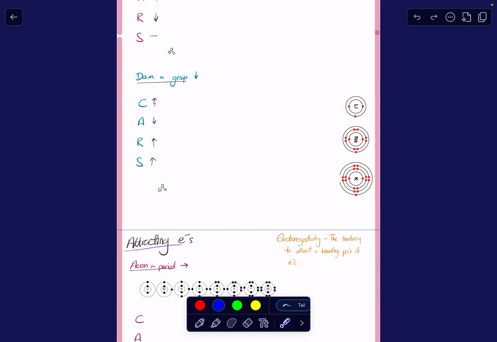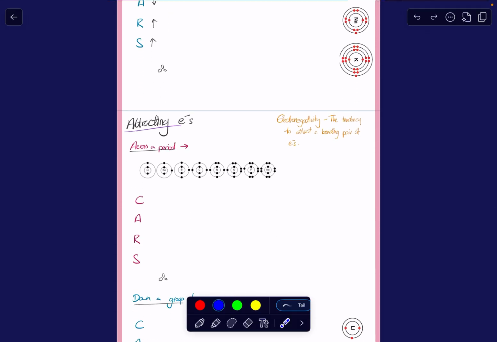I've got one last example. This time we're going to look at attracting electrons. This is also known to you guys as electronegativity, the tendency to attract a bonding pair of electrons. So this time we've got 2 imaginary electrons. Imagine this one here and this one right here, and they belong to some other atom. And I want to attract these to this.